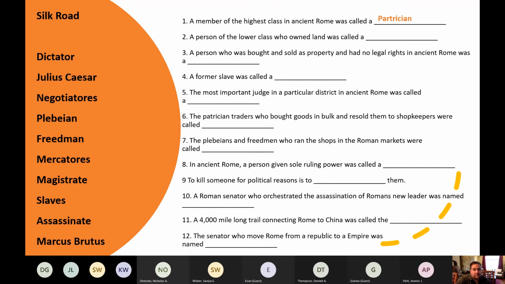Darnell. A plebeian? Good. And then a person who was bought and sold as property and had no legal rights in Rome was called what? Someone who's bought and sold. David, what do you think? Slave. Good. A former slave was called a what?